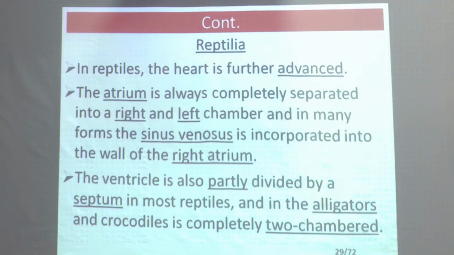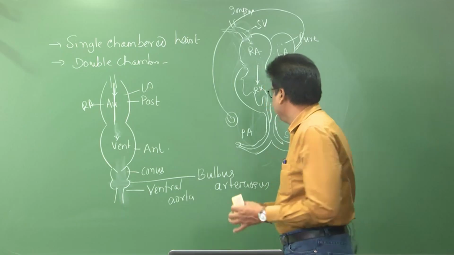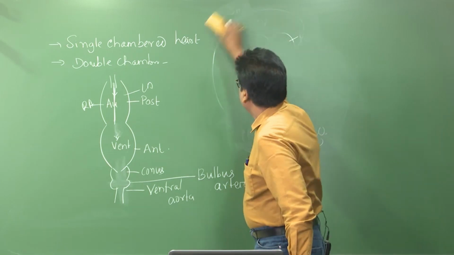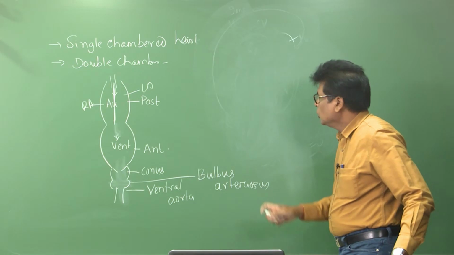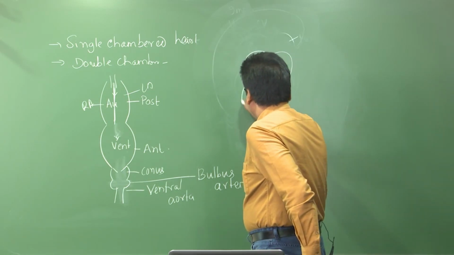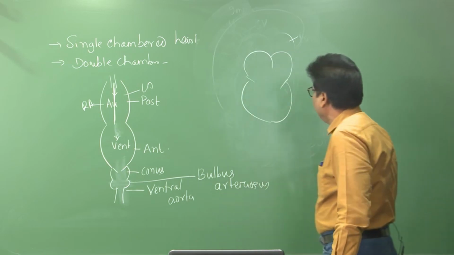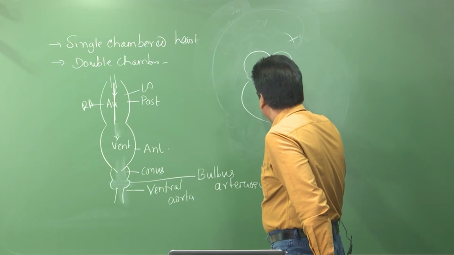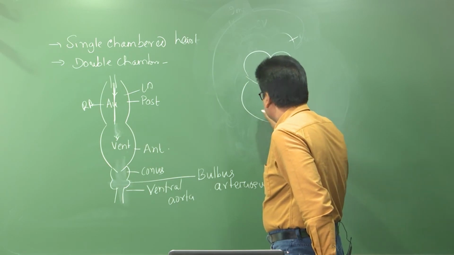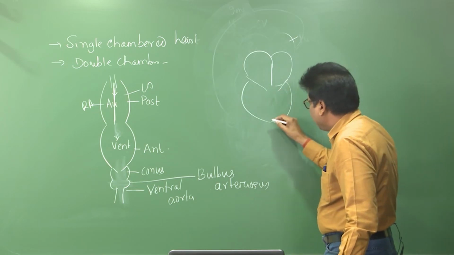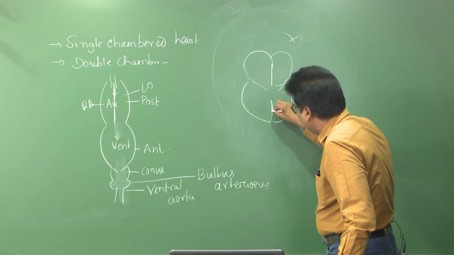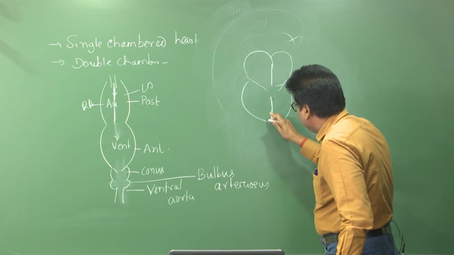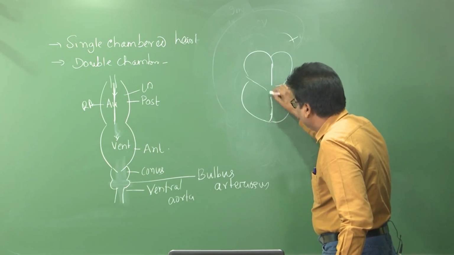Again, the ventricle is partly divided by a septum in most reptiles. That means, a very interesting thing, you see. I am giving one imaginary diagram. In amphibians, the 3-chamber heart is always present. That means the auricle is already divided into 2 chambers and there is a common path to the ventricle. But in reptiles, the division of the ventricle has started. That means a part of the ventricle is divided. This is in progress, but not divided completely.